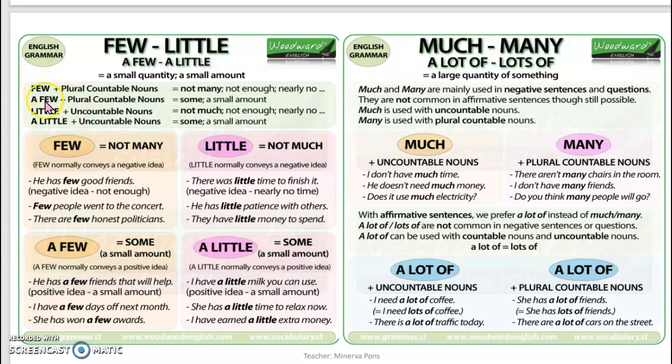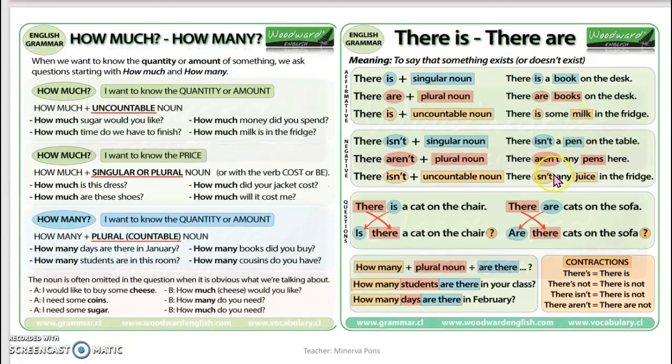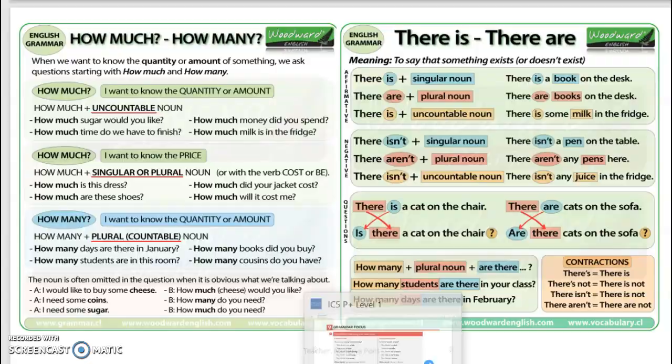We can use few and a few for countable nouns, little and a little for uncountable nouns, much for uncountable nouns, many for countable nouns. And again, we can use much and many usually with questions and negative sentences. Let's go here. Remember that we use any for negative sentences and also for questions. How much, uncountable noun. How many, plural countable noun.